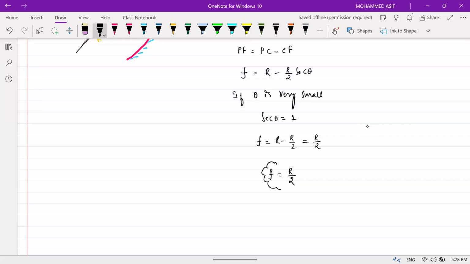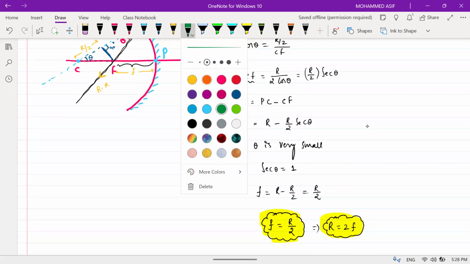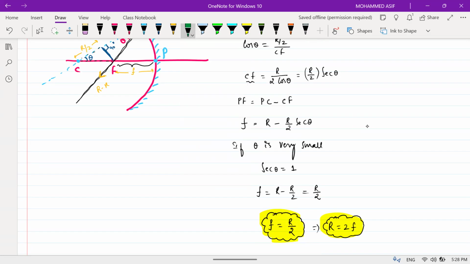So the relation between focal length and radius of curvature is this one. Or else I can write radius of curvature is equal to 2 times the focal length. Clear? So this is the relation which you need to remember. In general, this will be the formula.